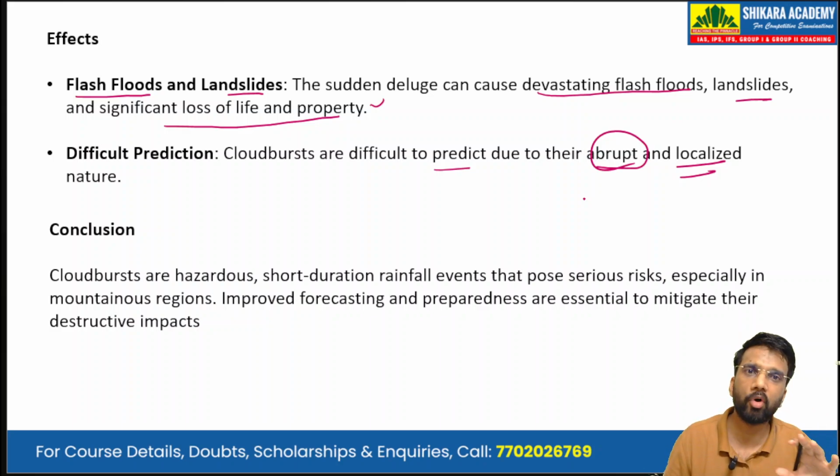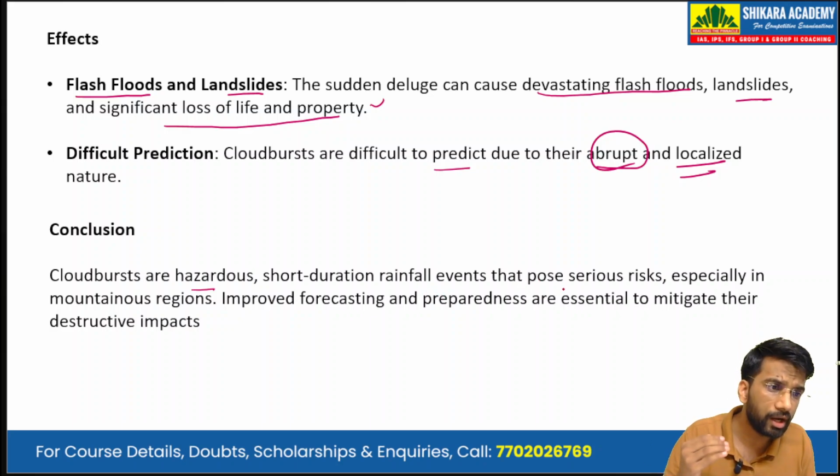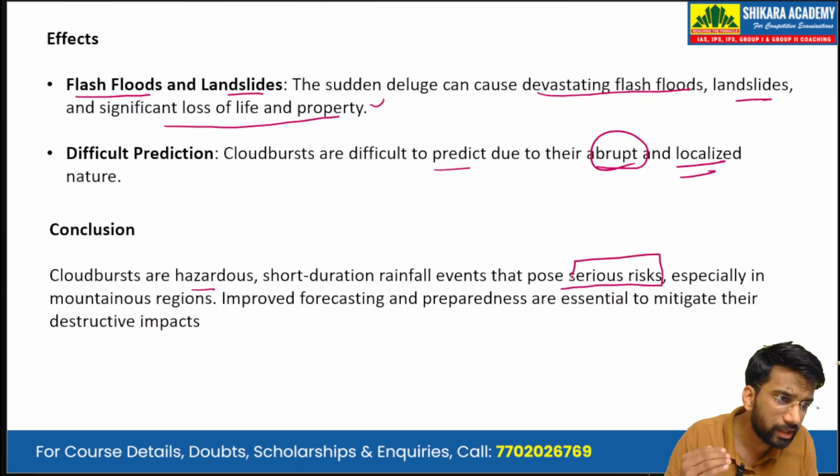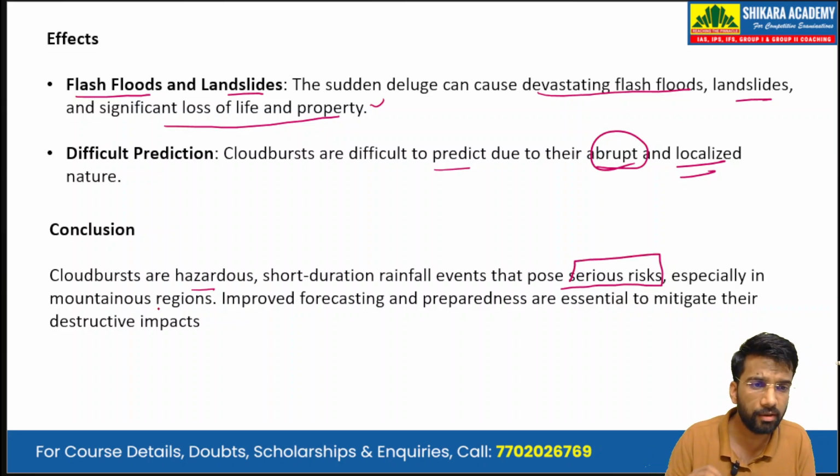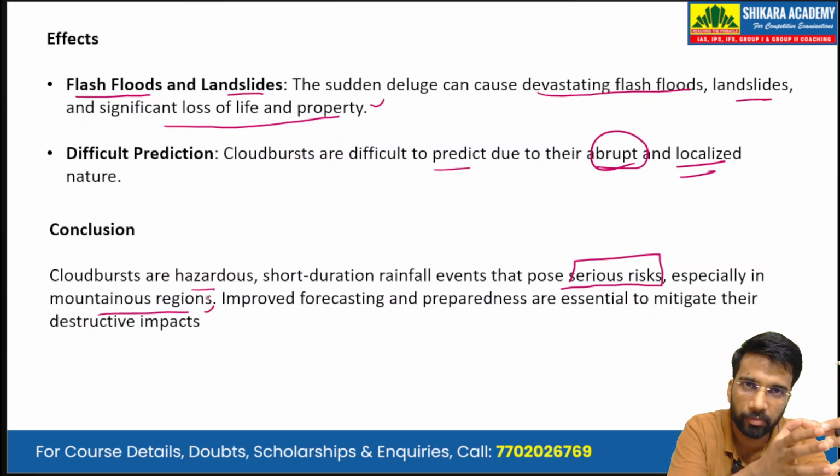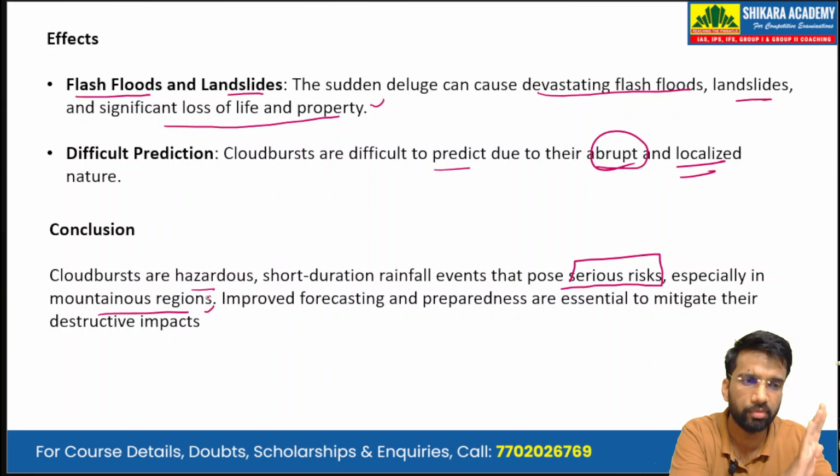Now we have completed the body. Now we move on to the conclusion. In the conclusion, we can summarize it in one line: cloudbursts are hazardous short-duration rainfall events that pose a serious risk, especially in mountainous regions. So we have summarized what a cloudburst is and their impact also.